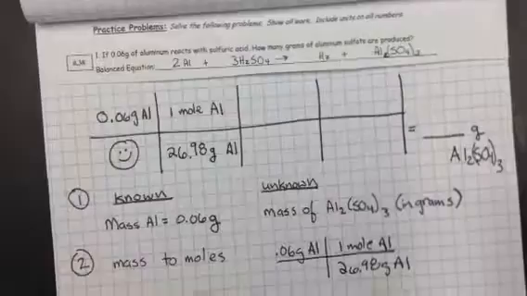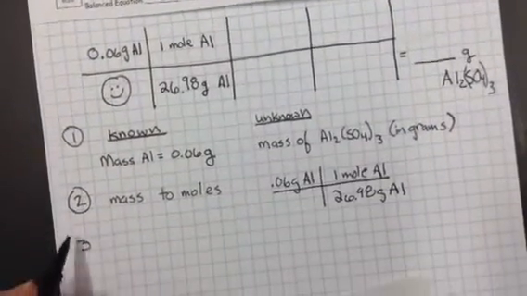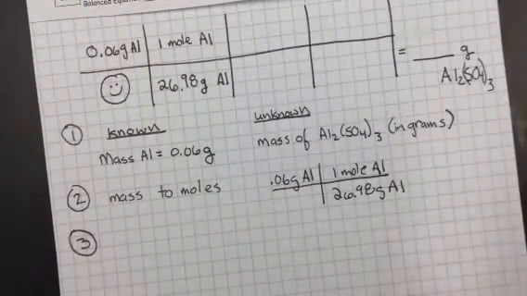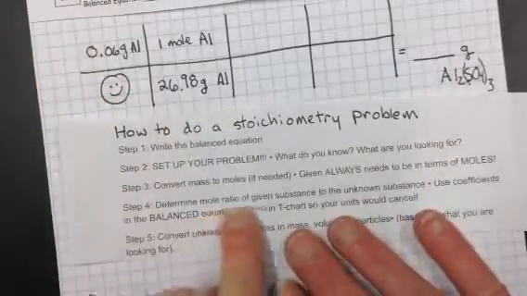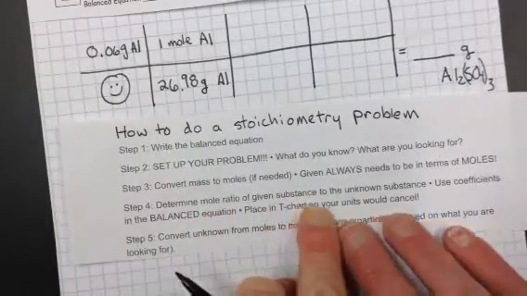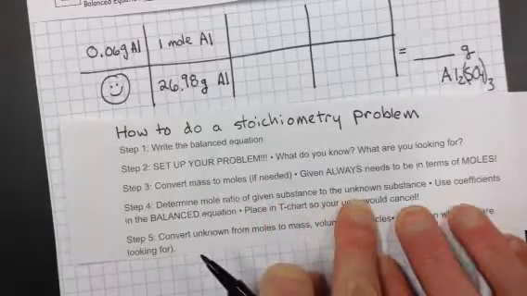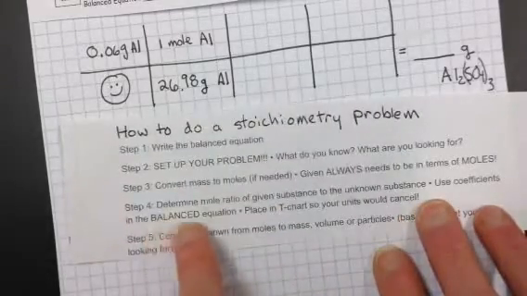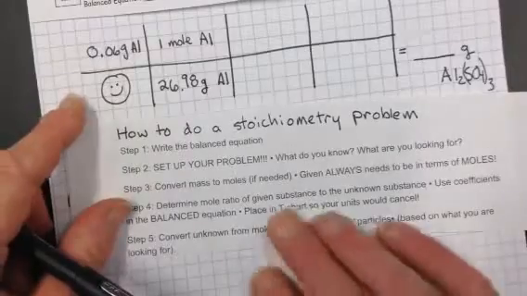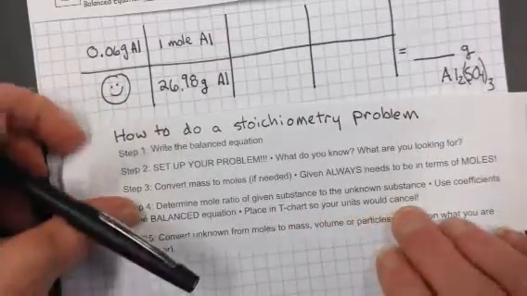Step number 3, and we'll go back up to the top. Determine the mole ratio of given substance to the unknown, of what we know to what the unknown. Use a coefficient in the balanced equation. Place in the t-chart so your units will cancel.